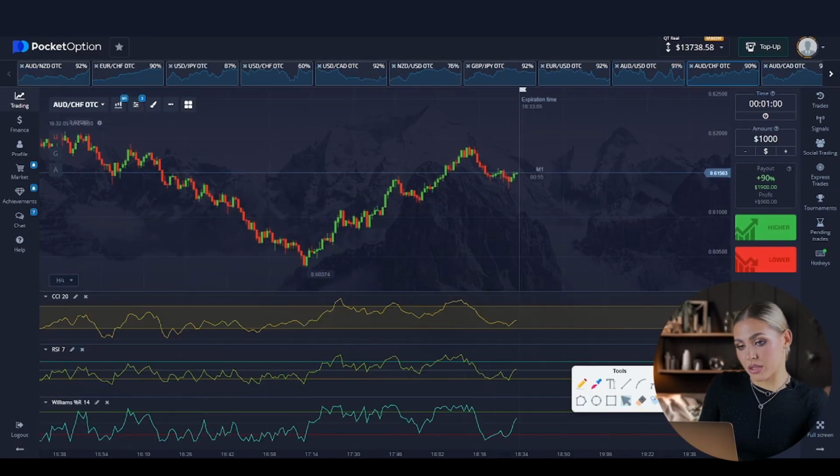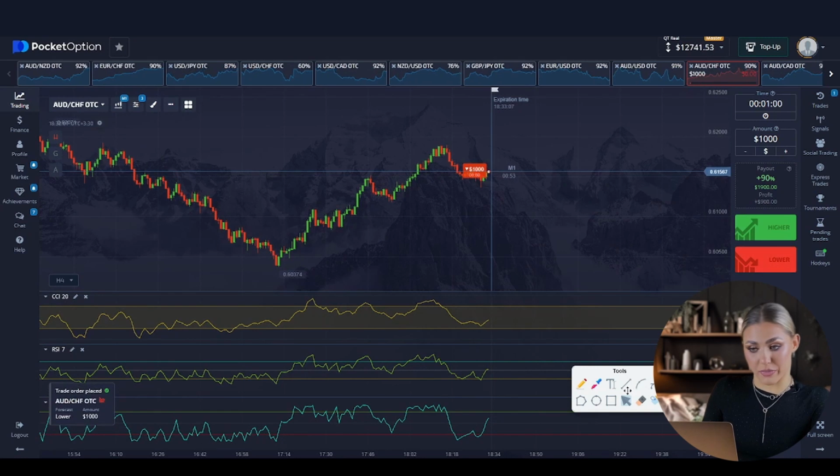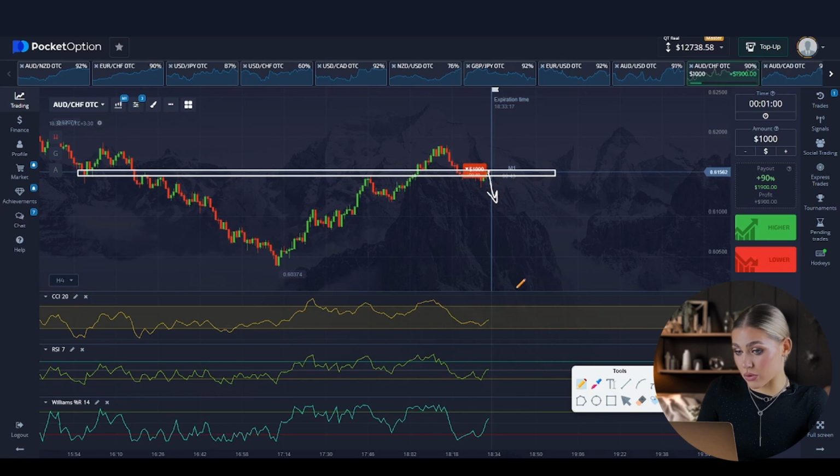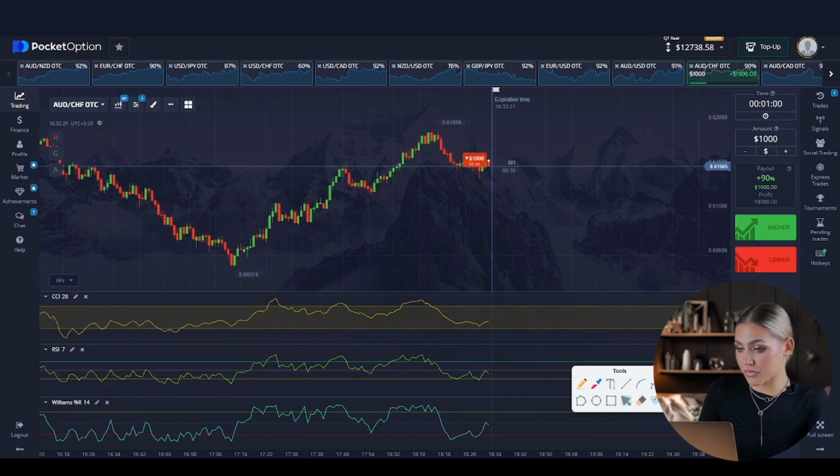Let's move on. So on the AUD/CHF pair, I've opened a trade to go down. And the situation is simple. The price broke the support level and is now retesting it. After the retest, it should reverse and move in the breakout direction, meaning down.